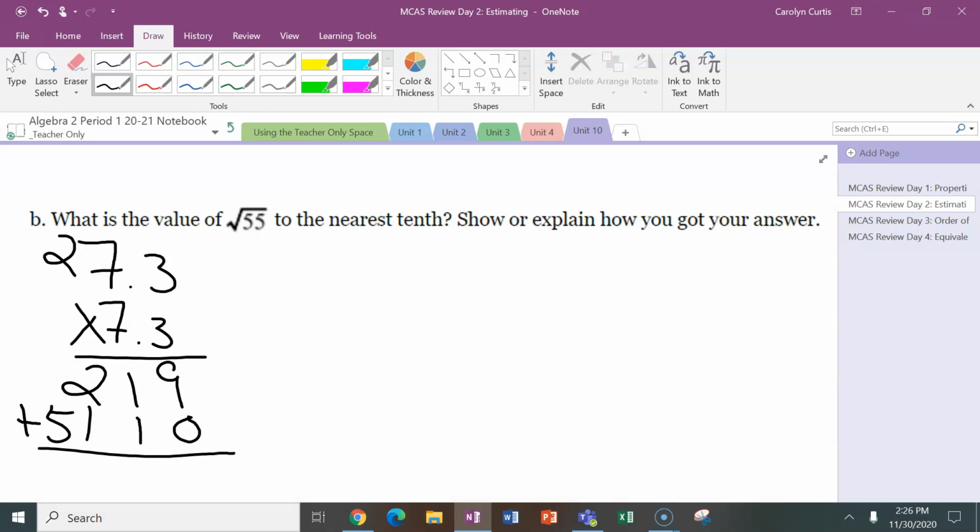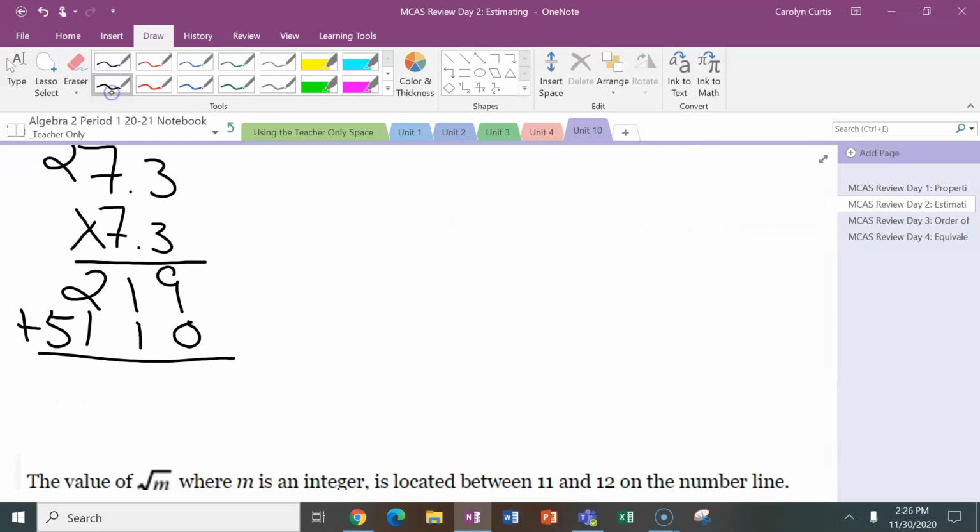So add it all up. 9, 2, 3, 5, 1, 2, 1, 2. So 7.3 comes out to be 53.29. Pretty close to 55, but let's see if 7.4 is a little bit closer.